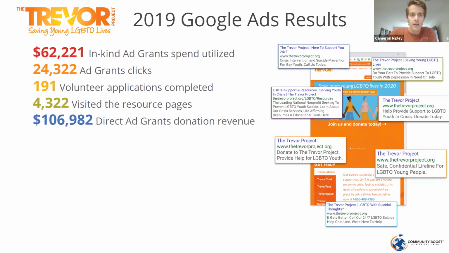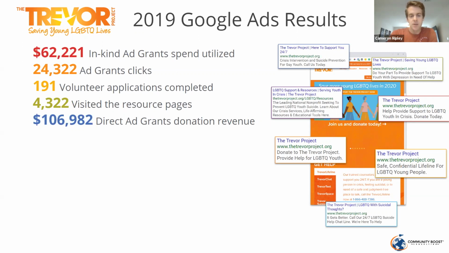Well, from their ad grant, the Trevor Project was able to utilize $62,000 in in-kind ads that they otherwise wouldn't have had in their marketing budget, right? We sent 24,000 visitors from the ad grant specifically to their site. The ad grant generated 191 volunteer applications, which is really important for their mission because they need trained volunteers on the other side of the Lifeline and Trevor Text and things like that. From there, over 4,300 visitors to the resources page, which is really important for how they make an impact.